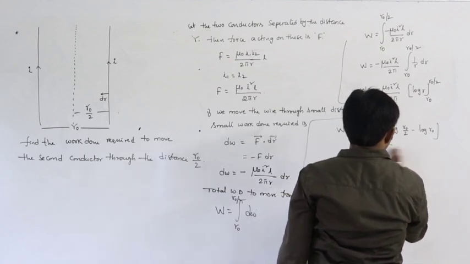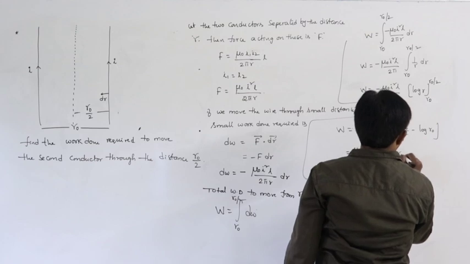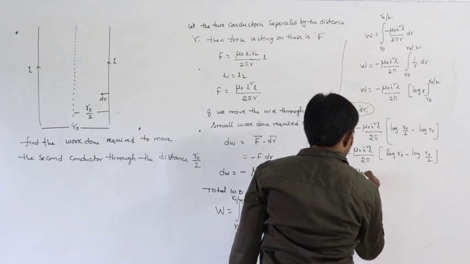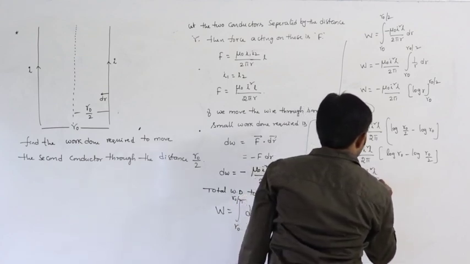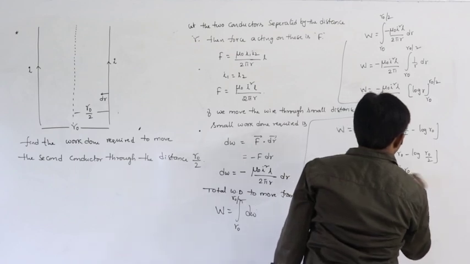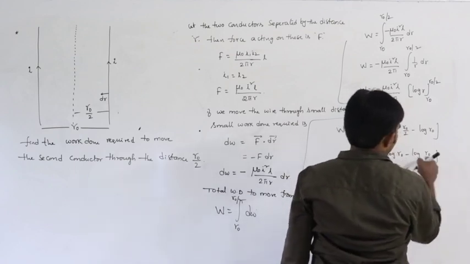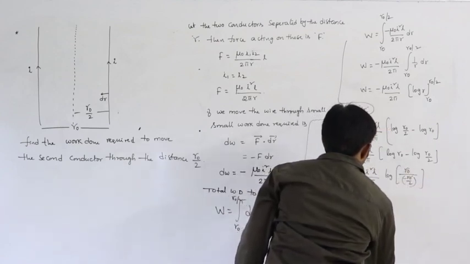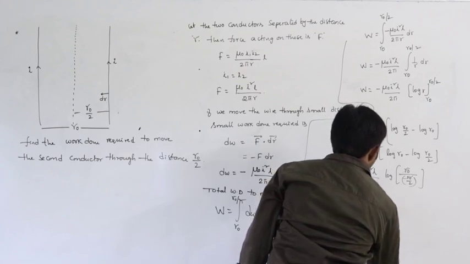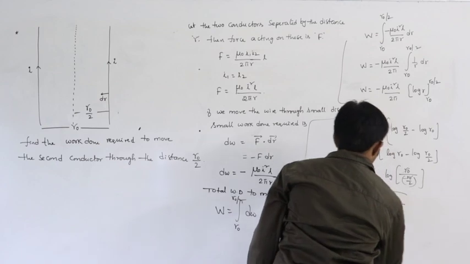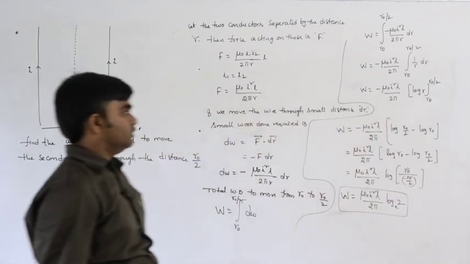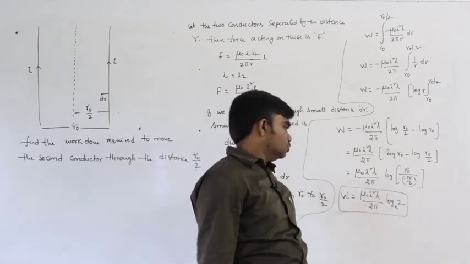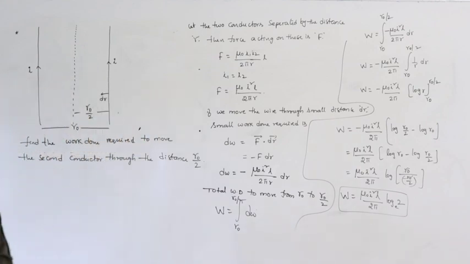log R0 minus log R0 by 2. So mu naught I square L by 2 pi log of R0 divided by R0 by 2. Log A minus log B is log of A by B, the 2 gets cancelled. Then W is equal to mu naught I square L by 2 pi log 2 basically. This is the work done required for that. Work done is equal to mu naught I square L by 2 pi log 2 base e. So this is the situation.